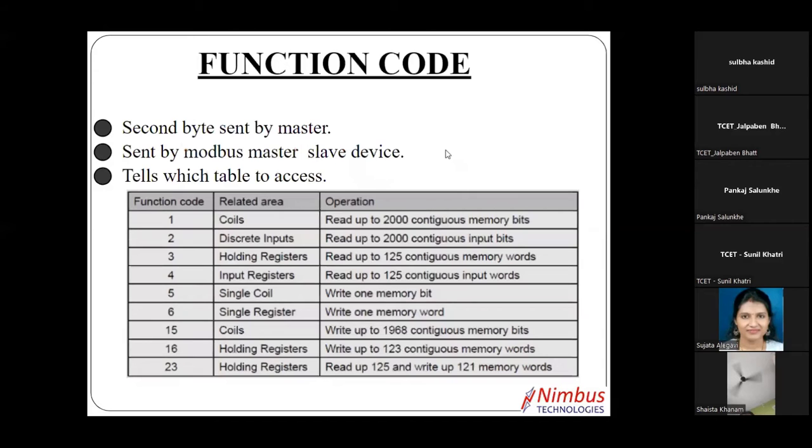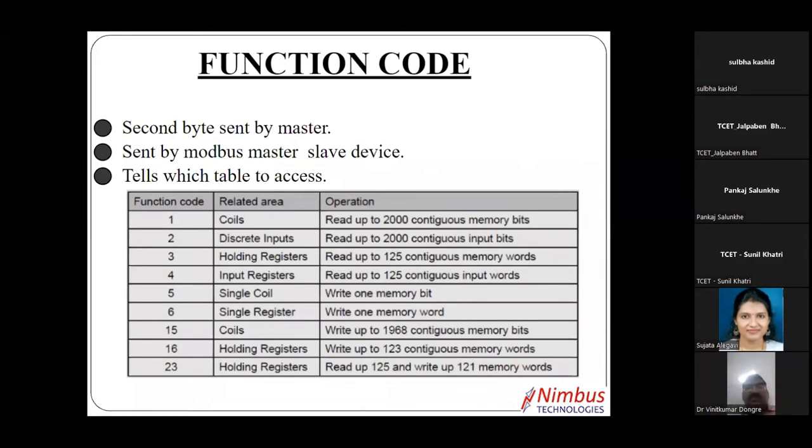Then the second byte that the master sends during that request is the function code. So I come across this function code. After that, each and every device has its own memory. There are two types of data in automation: one is analog data, and the second is digital data.